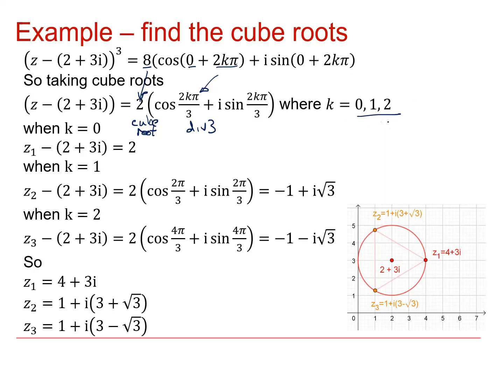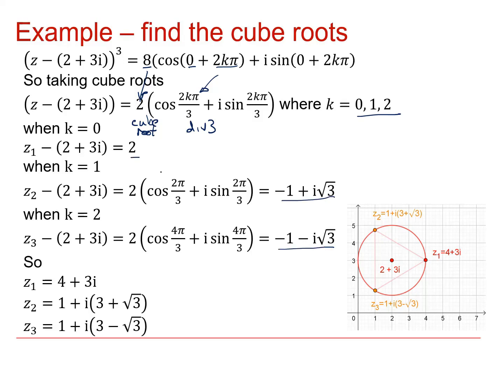In fact, if k takes a value above this, like 3 or 4, it will just wind round the circle and reproduce the same roots again. So 3 will produce the same root as 0, and 4 will produce the same root as 1, and so on. So here's what happens when we plug in the values of k. We get 2, then 2 cos 2 pi by 3 plus i sine 2 pi by 3, so we get minus 1 plus i root 3 here, and minus 1 minus i root 3.